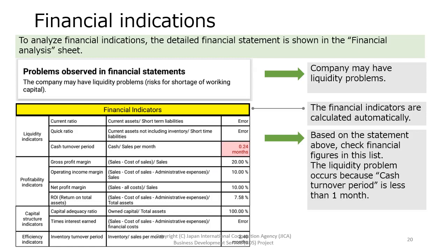Finally, if the MSME can present their financial information, the quick diagnostic tool can analyze how healthy the business is by looking at the financial indicators, which will be calculated automatically. In the case of Mr. Kebebe, he may have liquidity problems as the message shows. You can see that the reason for the liquidity problem is that the cash turnover period is 0.24 months, which is quite low for a metal company like his.